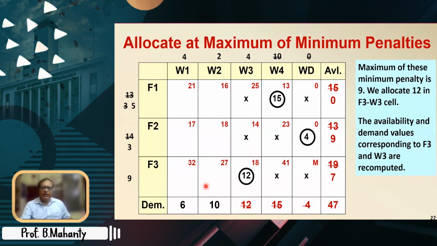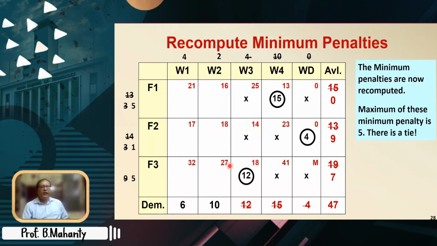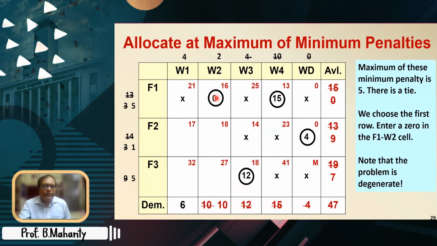Then only these squares are remaining. And again, the penalties are recomputed. We find a tie. So the tie is broken arbitrarily. Let us take this row. So we put a 0. So where to put 0? Because 16 is the lowest value. So the 0 is also chosen. So only 2 more squares are there.